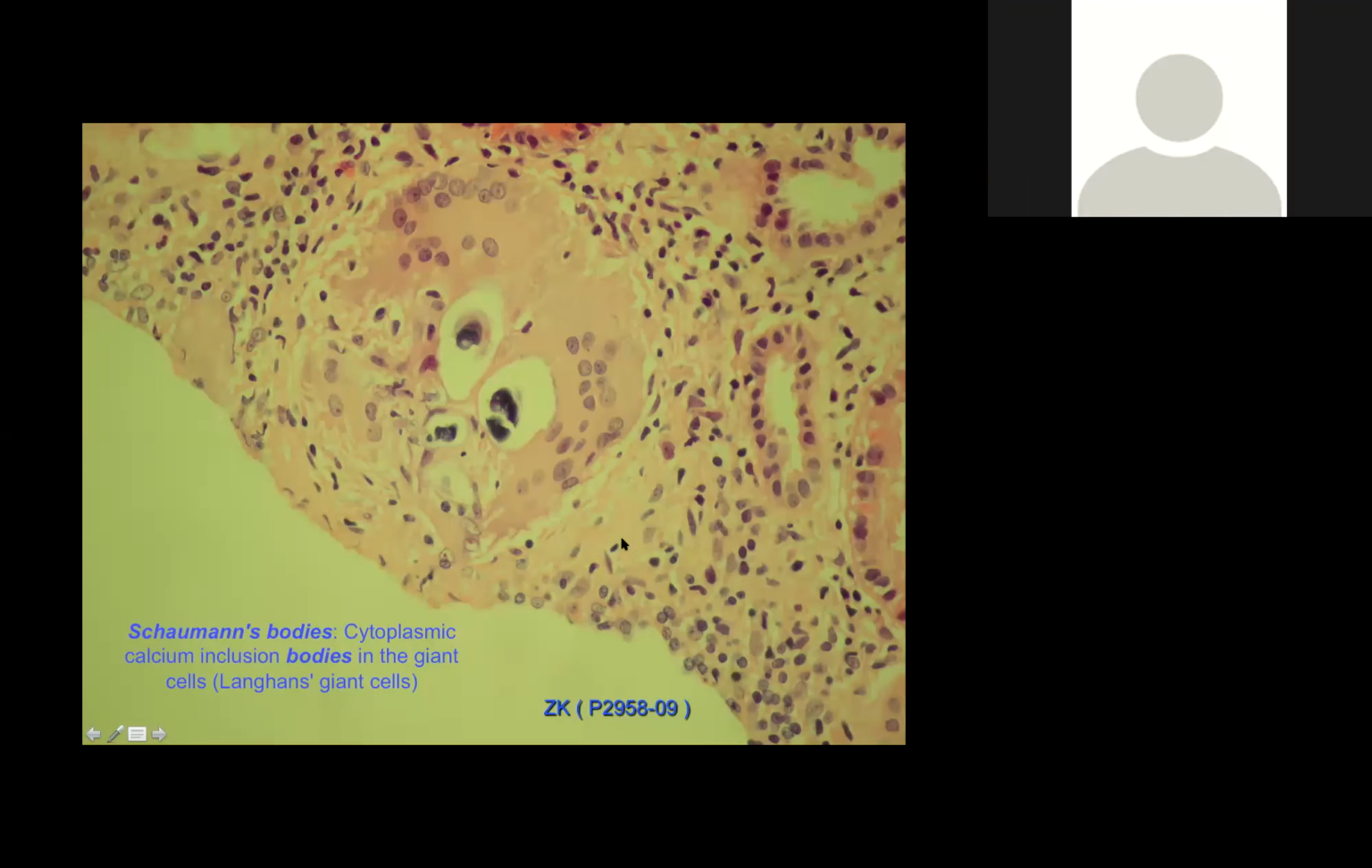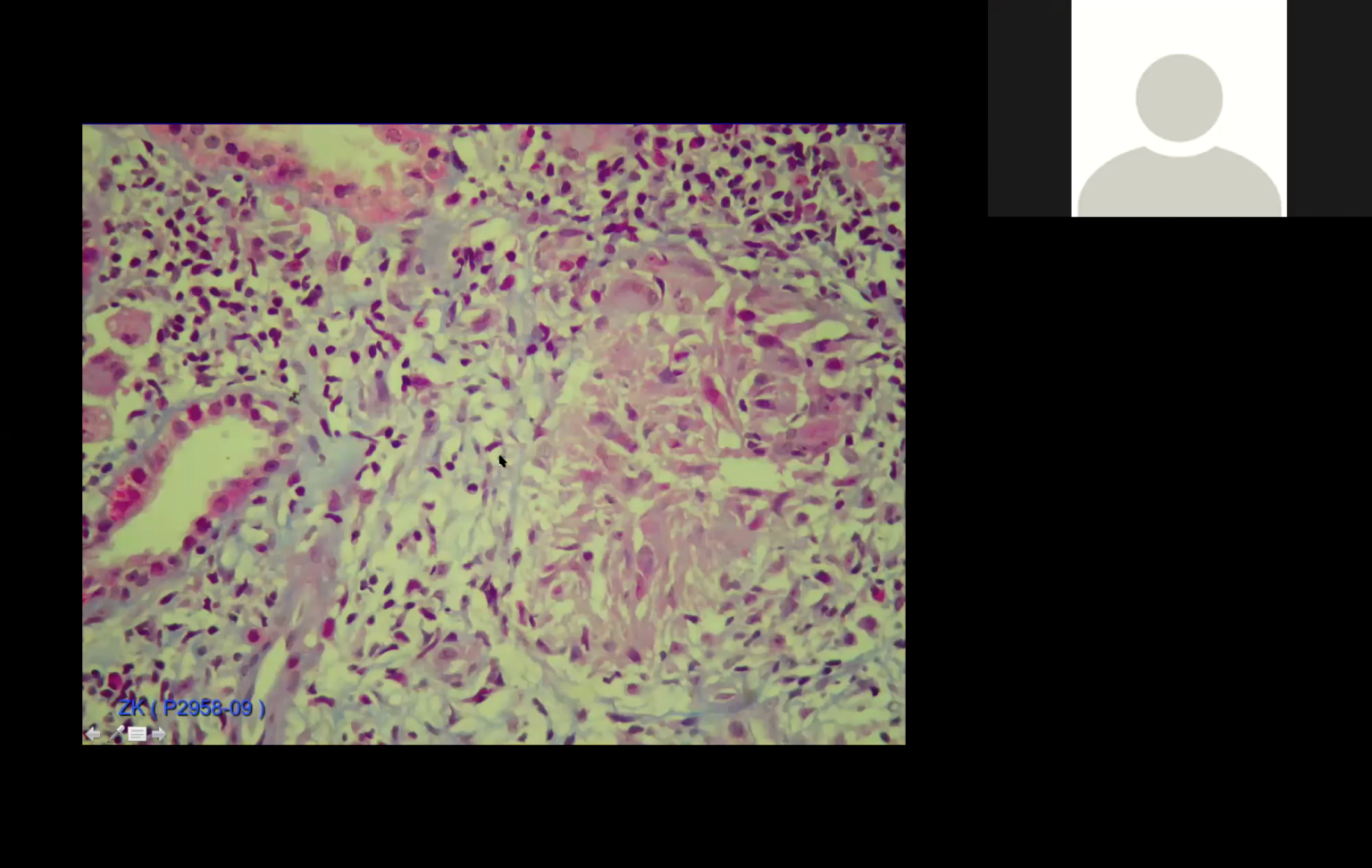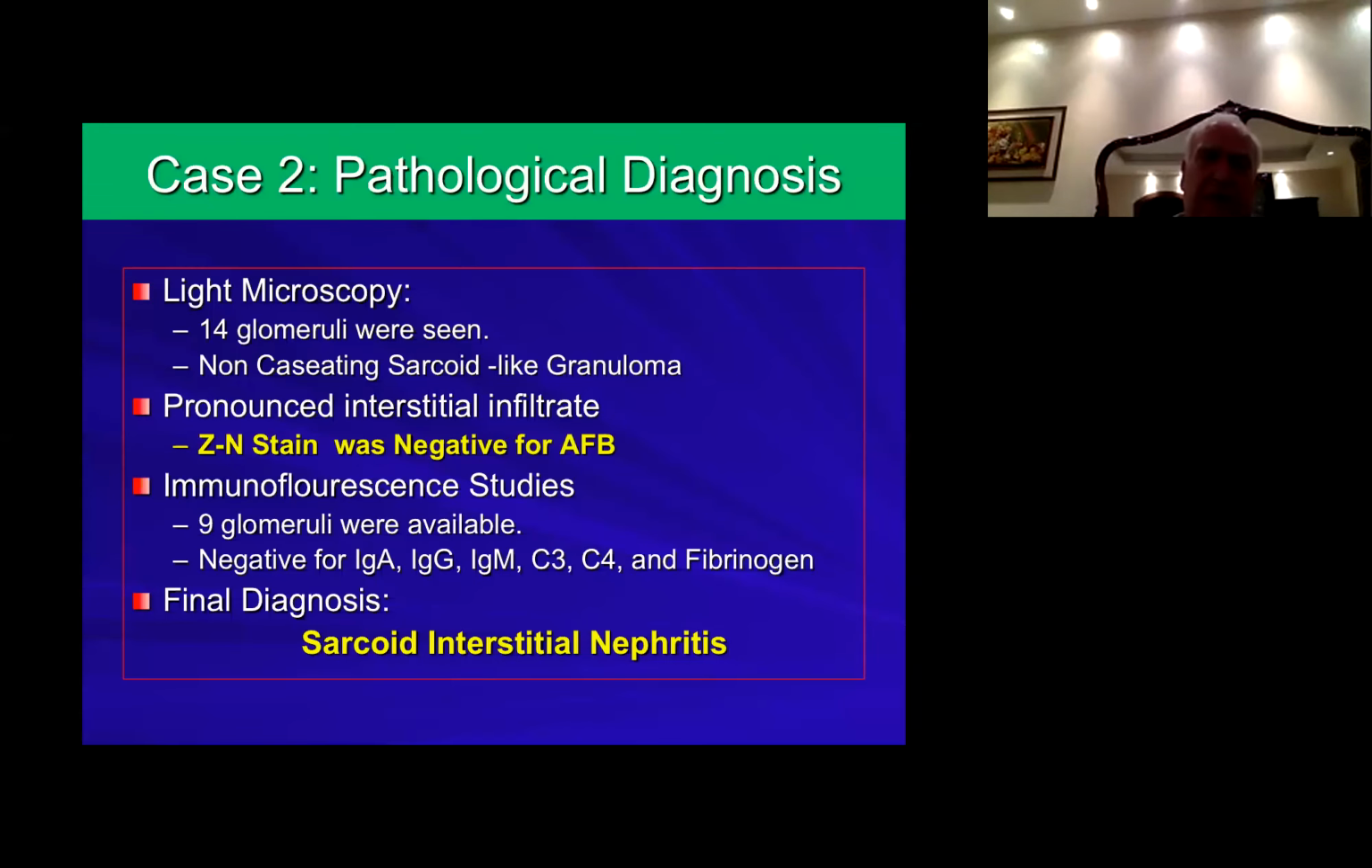So we have Ziehl-Neelsen stain. Each time you see granuloma, you should stain it for AFB. So we have 14 glomeruli, non-caseating sarcoid-like granuloma, pronounced interstitial infiltrate, Ziehl-Neelsen stain negative, immune fluorescence studies negative. So our final diagnosis: sarcoid-induced interstitial nephritis.